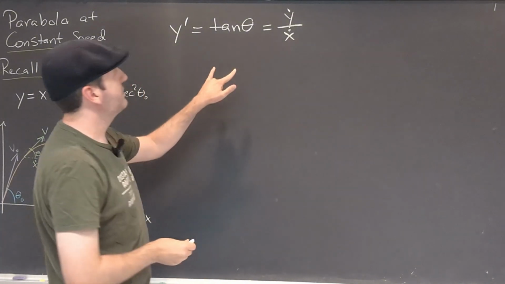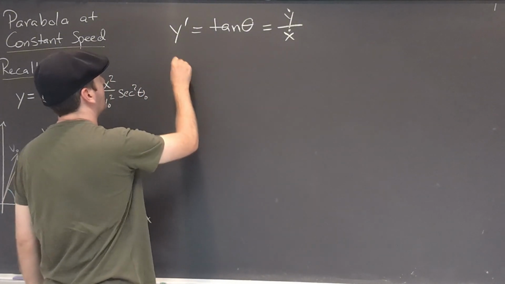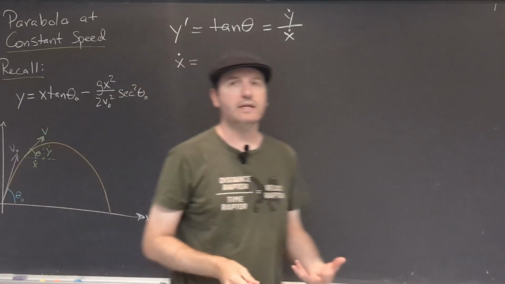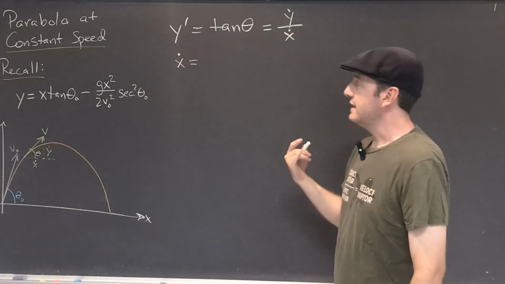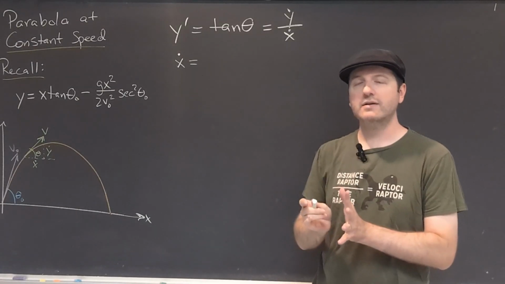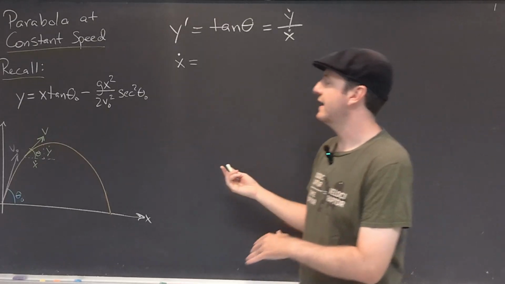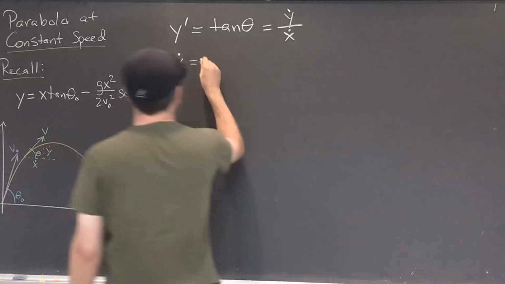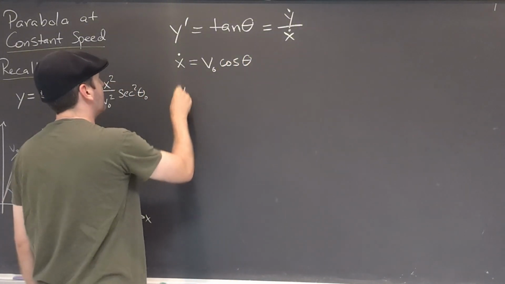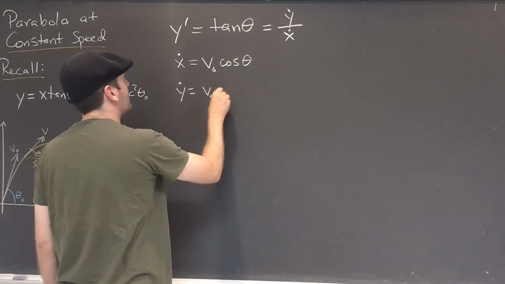Okay, knowing this, we can then write down what x dot and y dot are. So x dot is supposed to be the component of the velocity in the x direction, which remember is going to be the speed times the cosine of that angle, but the speed is constant. So this will just be v naught cosine theta, and y dot will just be v naught sine theta.